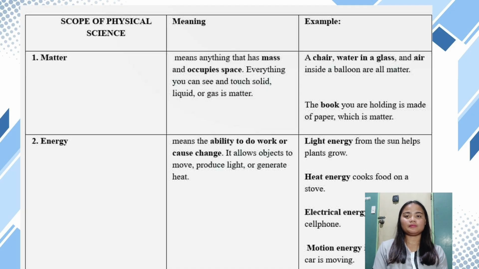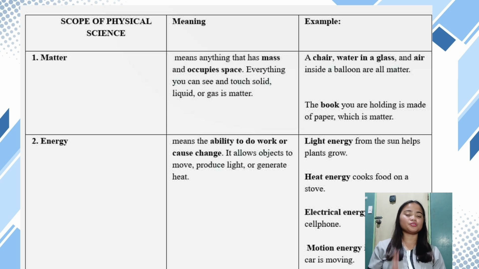Next is energy. Energy means the ability to do work or cause change. It allows objects to move, produce light, or generate heat. So always remember that energy is the ability to do work or cause changes in objects, to produce light or generate heat. Examples of energy are light energy, heat energy, electrical energy, and motion energy.